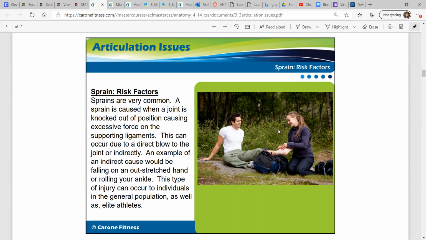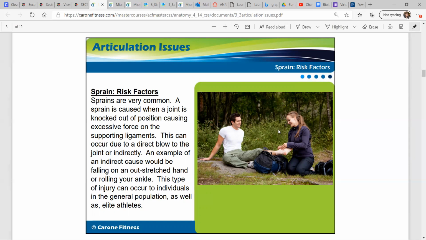A sprain is caused when a joint is knocked out of position, causing too much force on the supporting ligaments. And that can occur due to a direct blow to the joint if your joint gets hit, or indirectly if you are hit and then that makes you take a strange step or awkward position, and that can damage the ligament as well. An example of an indirect cause would be falling on an outstretched hand or rolling your ankle, right?